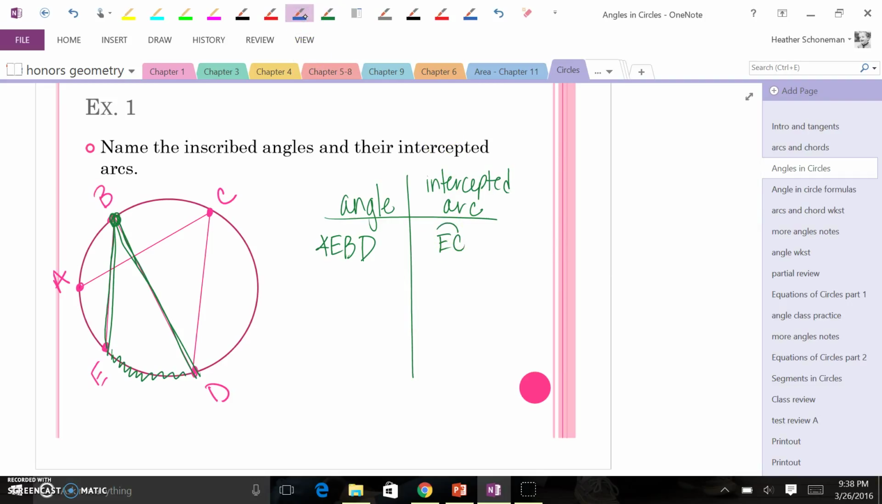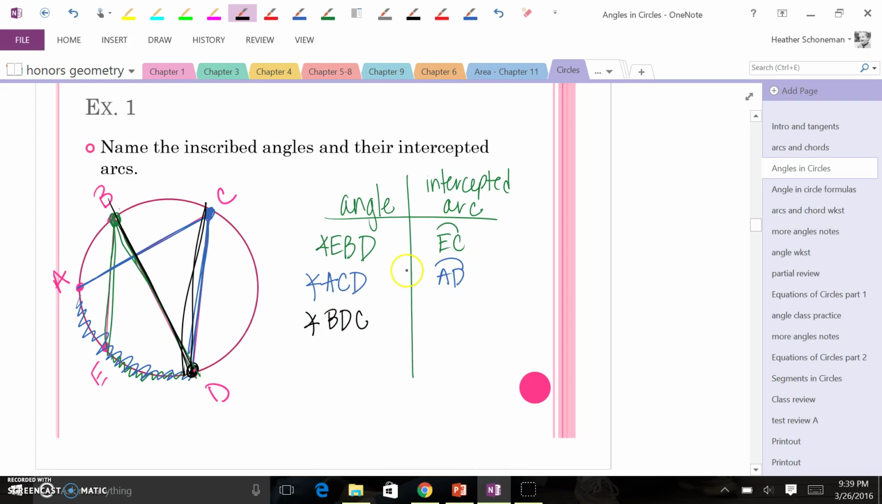All right, let's see if we can find another one. What about over here? It's got the vertex on the circle, formed by two chords, so this blue angle would be angle, remember C has to be in the middle because it's the vertex, so ACD, or if you said DCA, it's the same thing. Its intercepted arc would be this whole blue arc, arc AD, because when the chords reach out and grab the arc, that's the arc it grabs. Finally, we've got one more inscribed angle in the circle. If I look at this vertex right here and these chords, that forms an inscribed angle, and that angle would be angle BDC, and its intercepted arc would be arc BC.